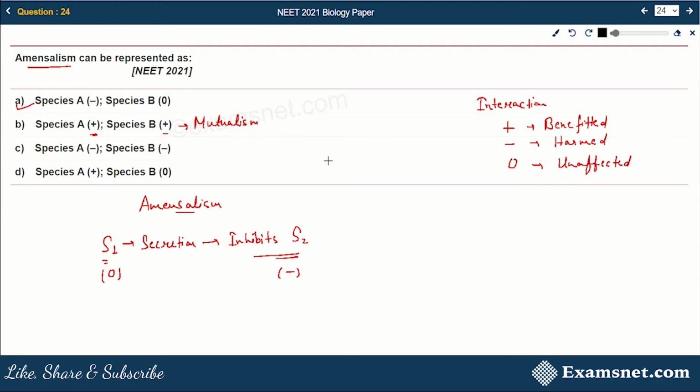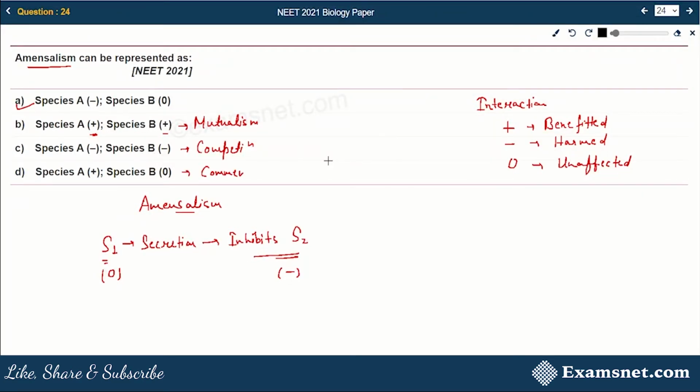Now in option C, species A and species B both are harmed. This is a case of competition. And option D shows that species A is benefited whereas species B remains unaffected. That means it is just the opposite of option A, that is, opposite of amensalism, that is commensalism.